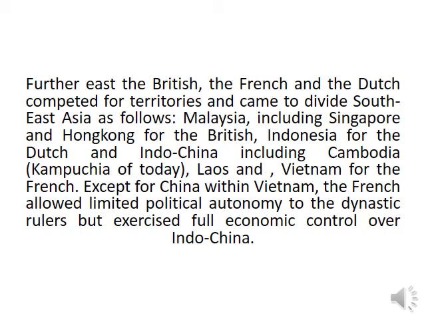Then again, farther east, the British, the French, and the Dutch competed for territories and came to divide Southeast Asia as follows. Malaysia, including Singapore and Hong Kong, for the British. They demarcated among themselves. Malaysia, Singapore, and Hong Kong were annexed by the British. Indonesia for the Dutch, that means for Holland. And Indochina, including Cambodia, nowadays considered Kampuchea, Laos and Vietnam, for the French. And except for China within Vietnam, the French allowed limited political autonomy to the dynasty's rulers, but exercised full economic control over Indochina.